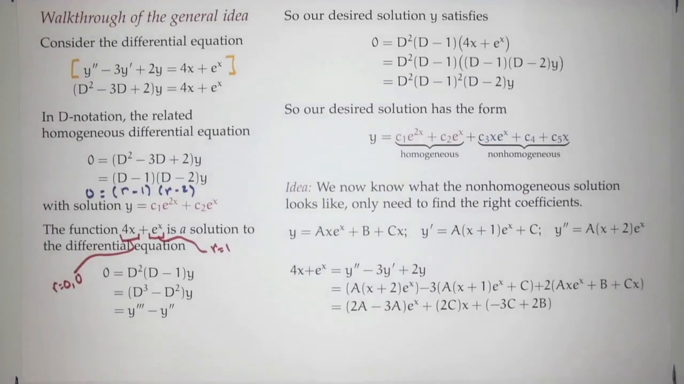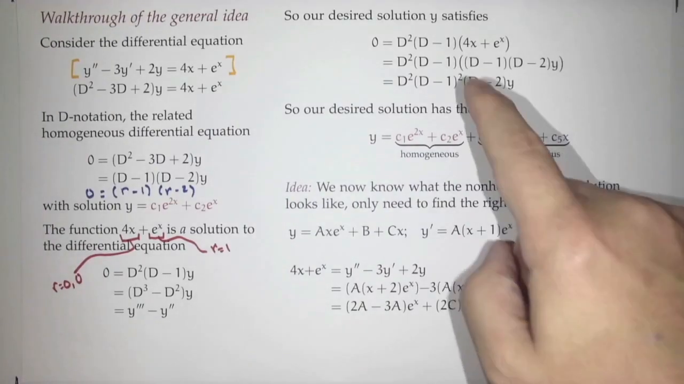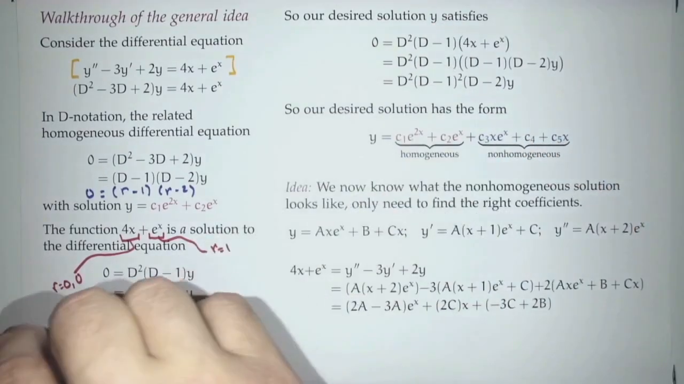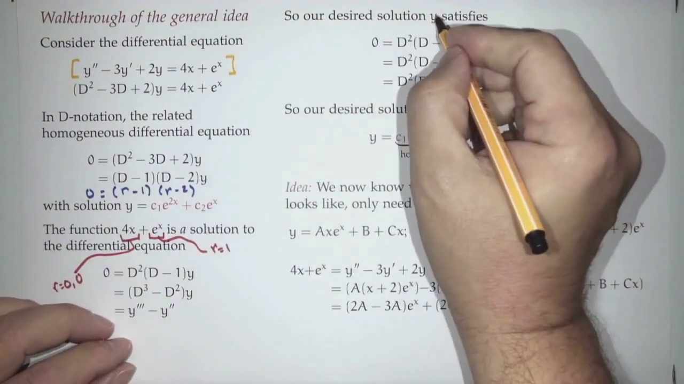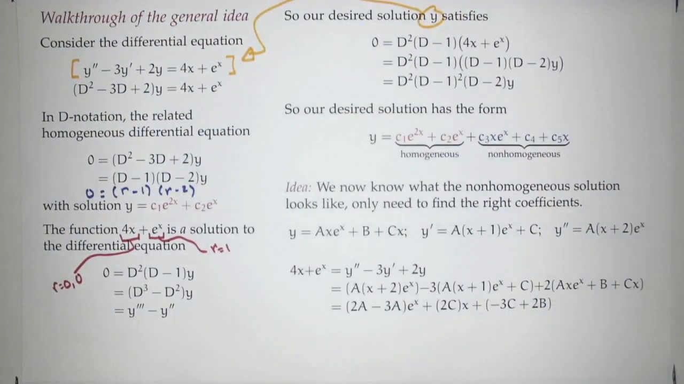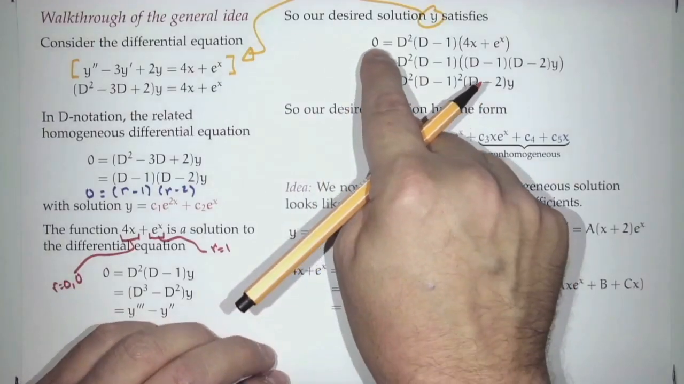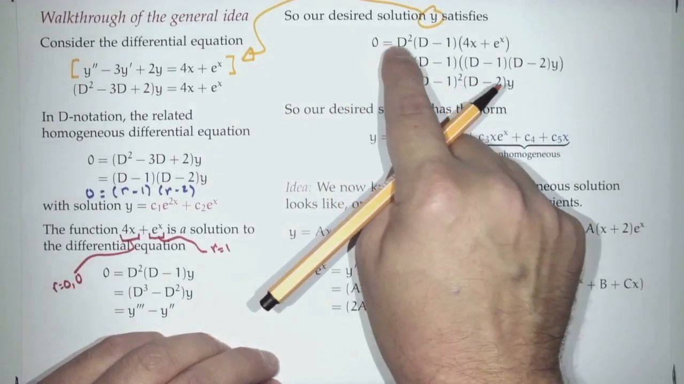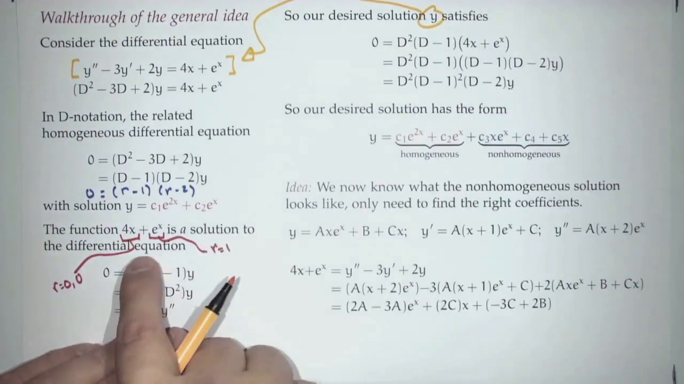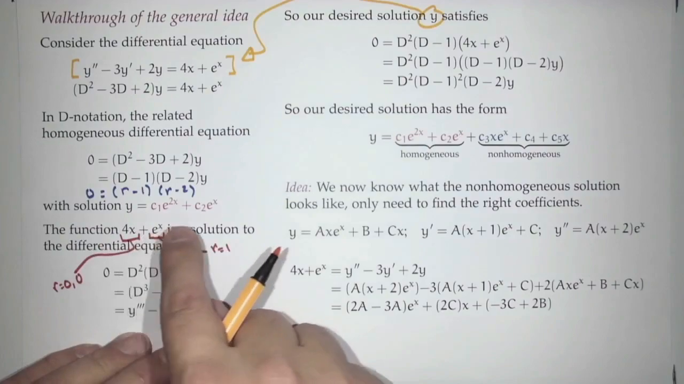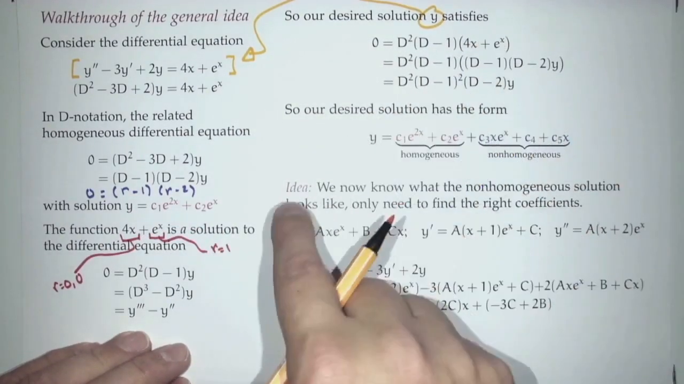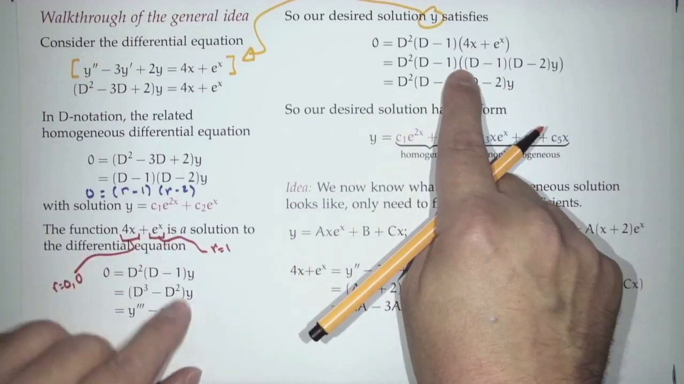So here we go. Our function y, so when I talk about our desired y, what that means is the y which satisfies this differential equation has the following. Well, start by noting 0 equals d squared times d minus 1 times 4x plus e to the x. Well, that's because we chose this differential equation to zero out 4x plus e to the x. Okay, that's what we did down here.